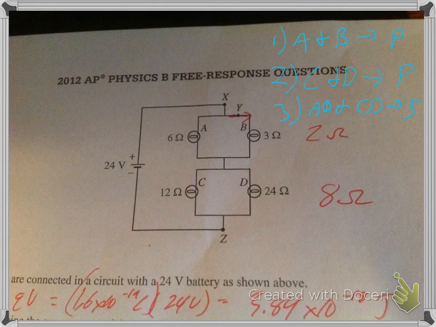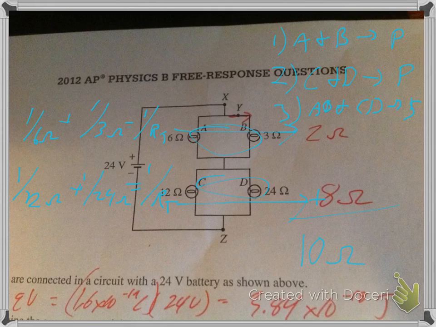So, you see the values, I've already done it here, but to convert these two as parallel, you would do 1 over 6 ohms plus 1 over 3 ohms equals 1 over RT. In that case, it becomes 2 ohms. Then 1 over 12 ohms plus 1 over 24 ohms equals 1 over RT. In this case, that RT will be 8. And then to calculate what the total resistance is, these two and these two are in series, so 2 plus 8 is going to be 10 ohms. Hopefully y'all can see that.